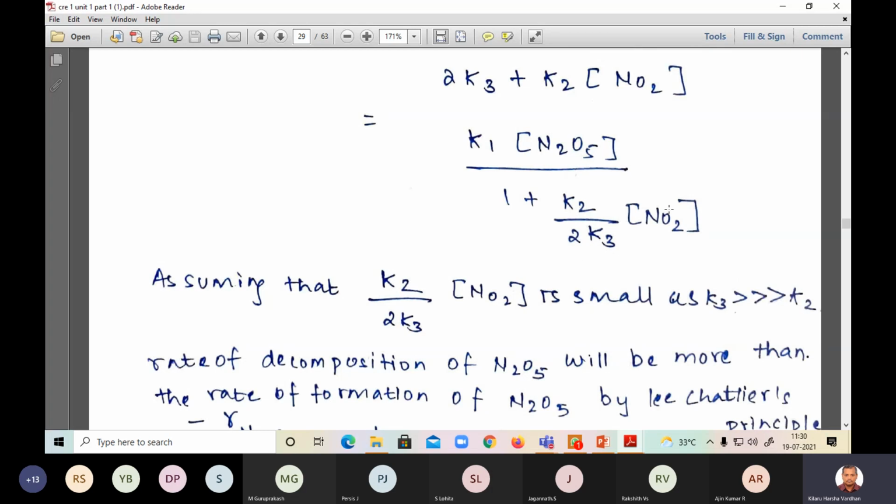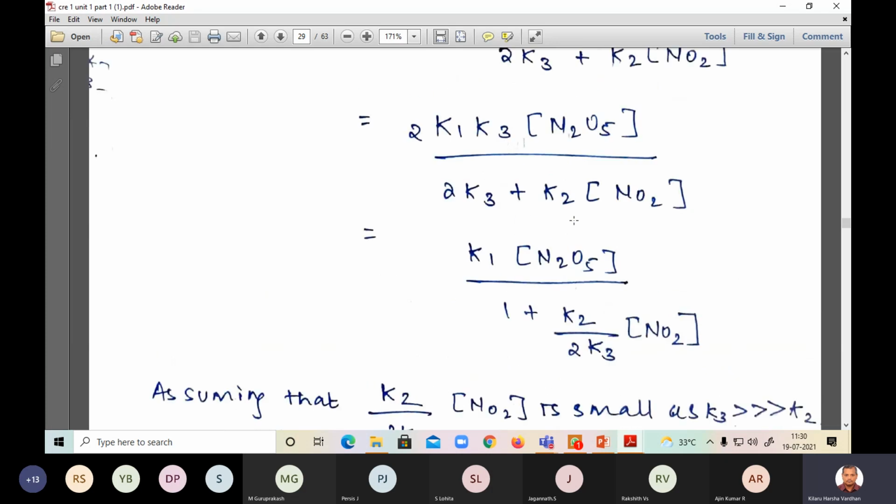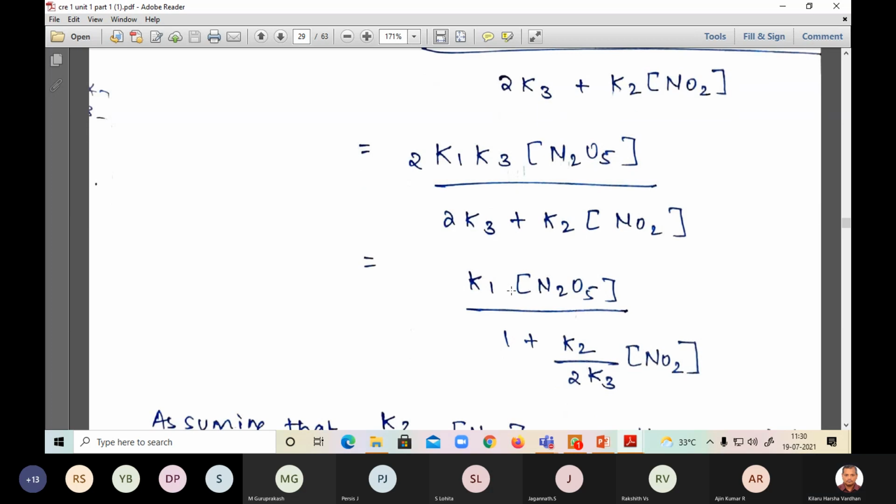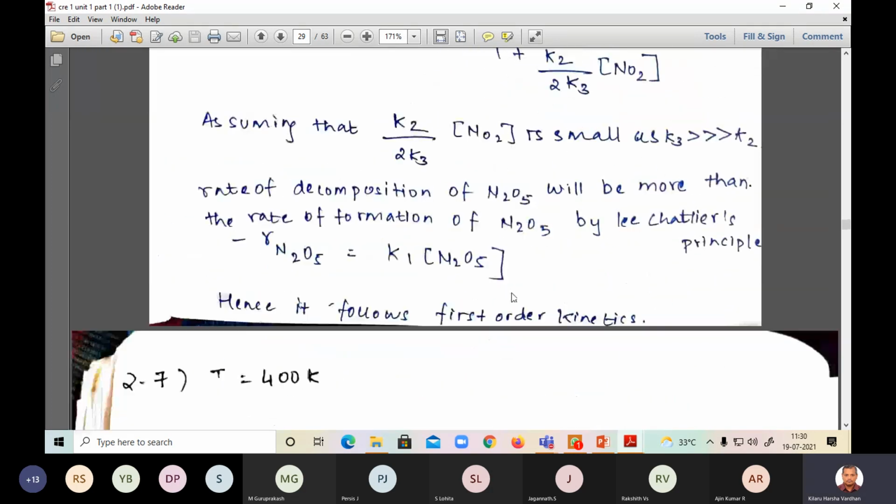Then what will happen? This fraction becomes very small. 1 plus very small is almost 1. Therefore, you get K1 N2O5. That is nothing but the first order decomposition of N2O5. That means that the observed mechanism which he gave is consistent with this. All right, so the mechanism he gave is correct. So this is how you have to do it for a chain mechanism. Two times you have to draw. Any doubt here? Any doubt, man?